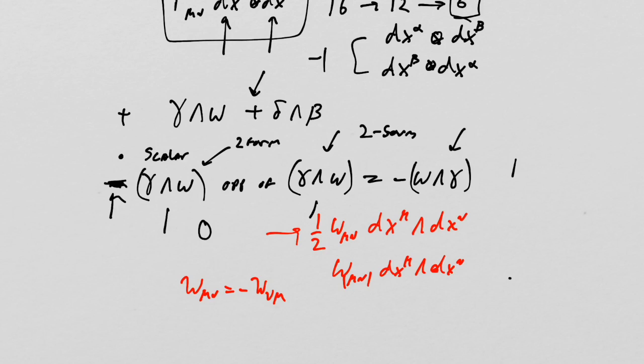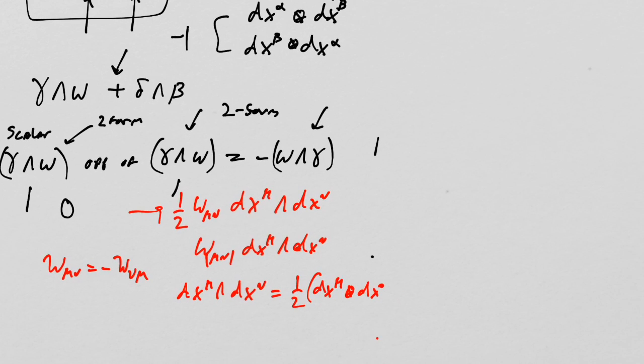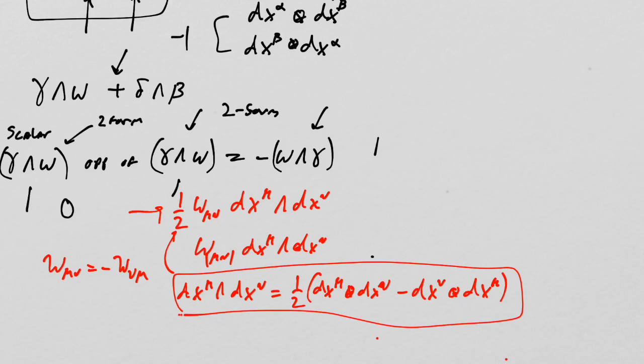And sometimes you'll see a convention that goes like this: dx mu wedge dx nu equals 1/2 dx mu tensor product dx nu minus dx nu tensor product dx mu. Sometimes you'll see this convention, which means there won't be a 1/2 here. The 1/2 is sort of absorbed into that definition. So you can see a bunch of different conventions. I think this one is probably the most common, but it's a close call. These two are pretty close. I have seen this one though too.